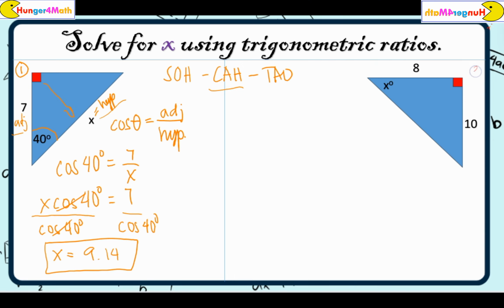Next, on our second right angle triangle, we are solving for x, and the x here is an angle. Since that's our reference angle, opposite of that will be the opposite side. And this 8 will be your adjacent. Now, based from the given, we have opposite and adjacent. Which among these three of SOH, CAH, and TOA with adjacent and opposite? And that is the tangent. So that's how we choose which among these three we are going to use based from the given sides.